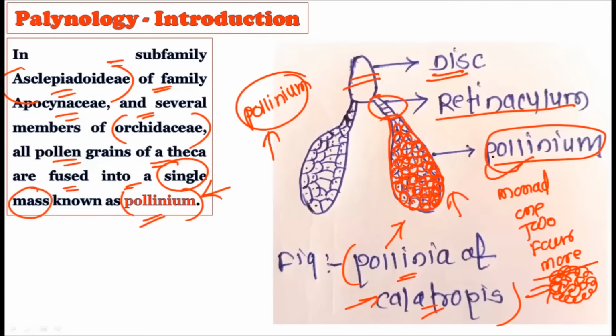Okay. So, what is pollinium? Pollinium is the segregation or mass of the pollen grains in the single theca. There is one theca. This is the theca, and here you will find the mass of pollen grains aggregated together, and such a structure is called the pollinium, which is found in the subfamily Asclepiadoideae. For example, the pollinia of Calotropis.